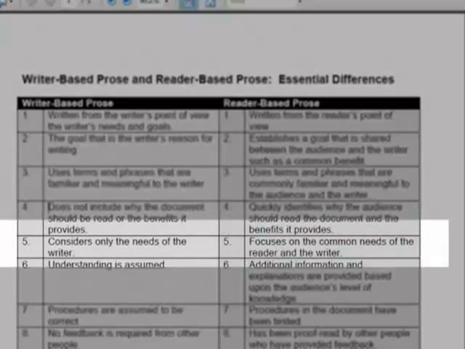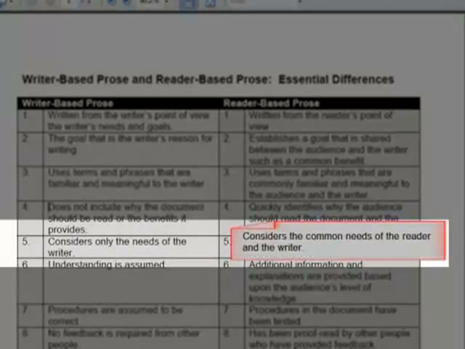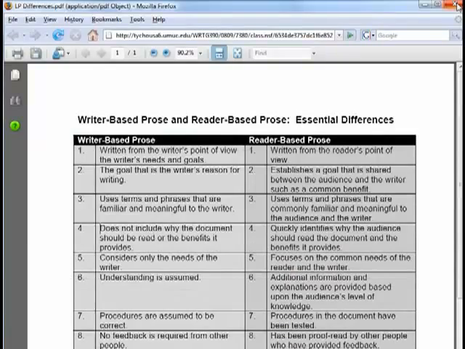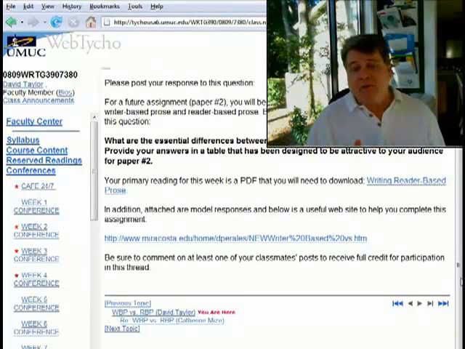Look at number 5. Considers only the needs of the writer. This one should be, considers the common needs of the reader and the writer. You see how those must be parallel. It doesn't matter which one they're parallel to. They just both have to be the same. That was a problem that I'm seeing in your paper number 1 in your list of communication inhibitors and how you define them. You've got to maintain parallelism in a list.